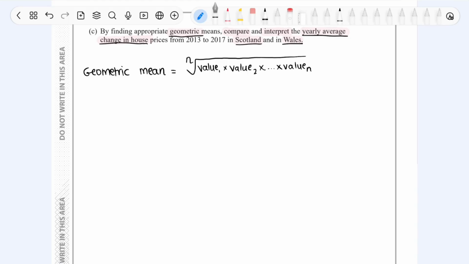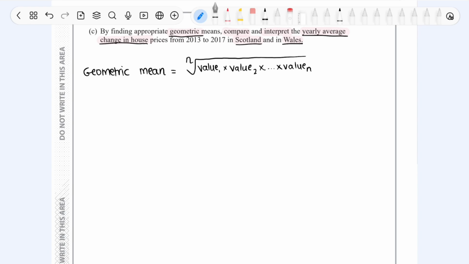Now, the formula is the nth root of each value in your sample set, up to the nth term or the nth value, and then you just take the nth root of it when you multiply them all together. I won't go into too much detail here because this is something that you will need to cover, and if you don't know what I'm on about, you just need to go and learn it and revise it. However, it's kind of a different type of mean compared to the arithmetic mean.